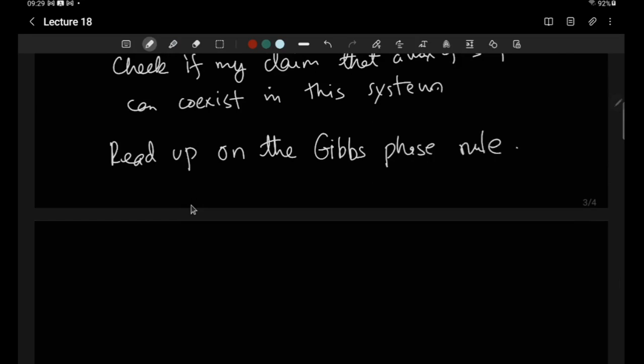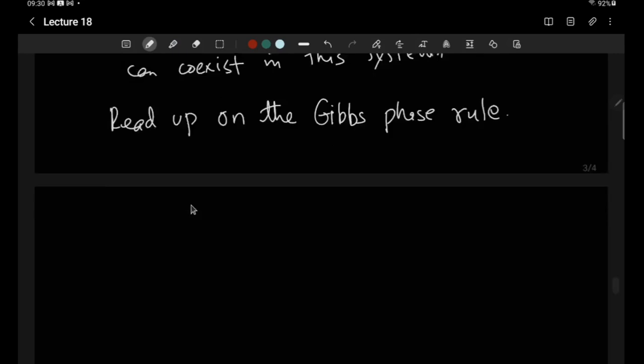You might have learned this in chemistry. Usually this is done in chemistry, and chemistry is great. They always convert everything into some rule, but it is just some simple dimension counting.